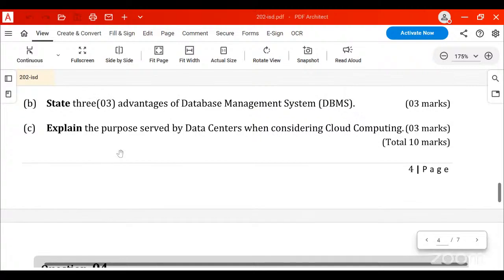Section 3 is asking to explain the purpose served by data centers when considering cloud computing. Data centers provide infrastructure for hosting cloud services. That includes servers, storage, and network resources. They enable scalability, reliability, and remote accessibility for cloud users.